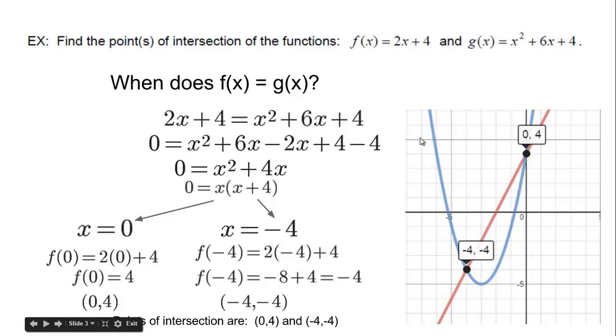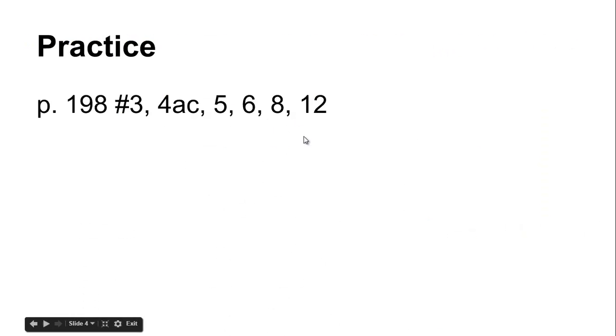And this is exactly what it looks like. So if you've got the line 2x plus 4 and the quadratic x squared plus 6x plus 4, these are the two points where it's intersecting. Okay? So you can try these questions as practice.